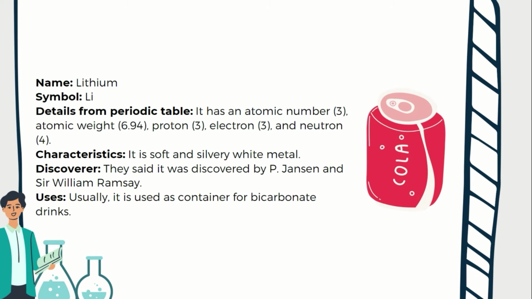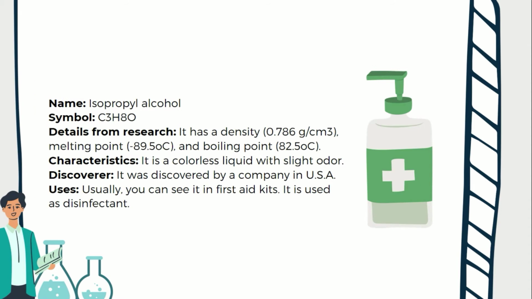Now we go to example of compound. Name, isopropyl alcohol. Symbol, C3H8O. Details from research. It has a density of 0.786 gram per cubic centimeter. Melting point of negative 89.5 degrees Celsius. Boiling point of 82.5 degrees Celsius.